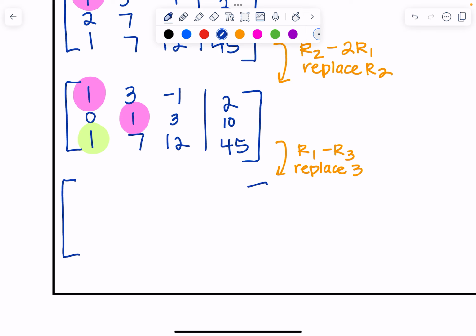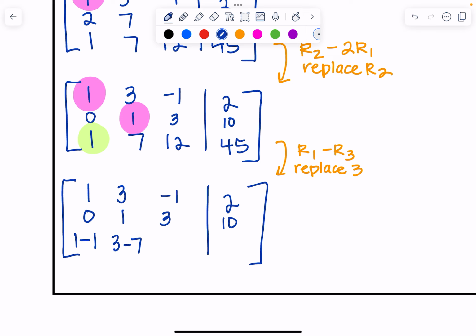Okay, so I'm going to rewrite my row 1 and 2. So 1, 3, negative 1, 2, 0, 1, 3, 10. And if I do row 1 minus row 3, that's going to be 1 minus 1, 3 minus 7, negative 1 minus 12, 2 minus 45.